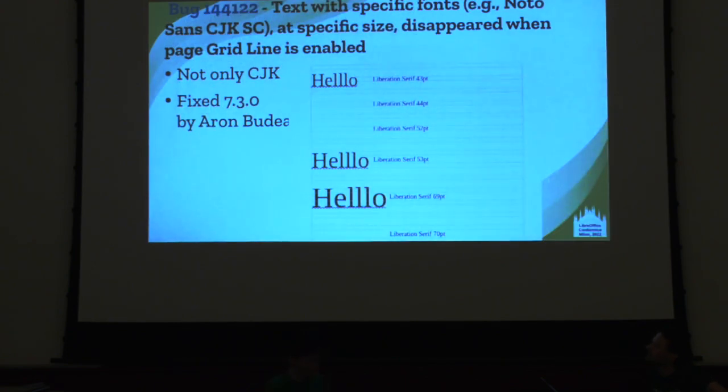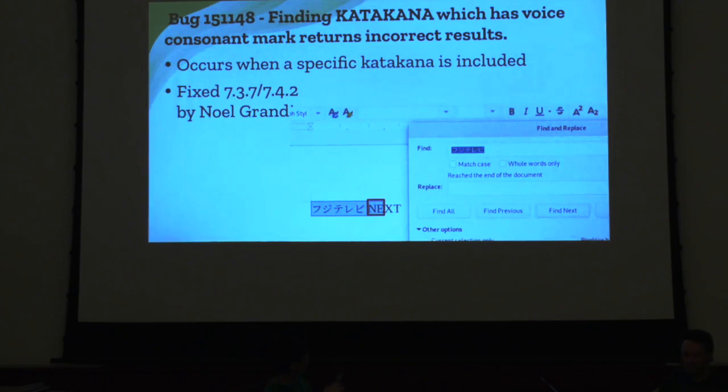Yeah. And another case is font. Font size depends on, so it's not appearing. It's not only CJK, but it mostly happens with CJK. Or this is also searching is wrong. This is only this, but selecting for more is a problem. It's not searching, but selecting. Now, Noel fixed it.